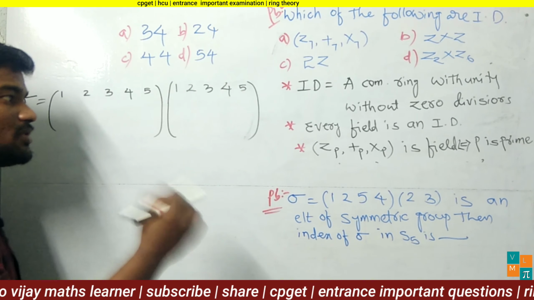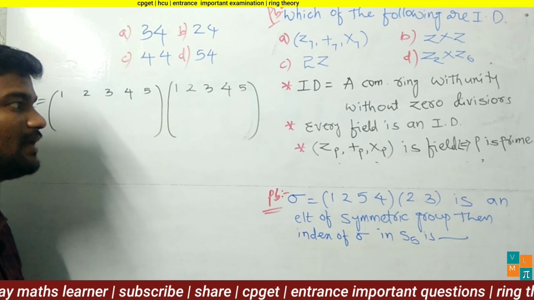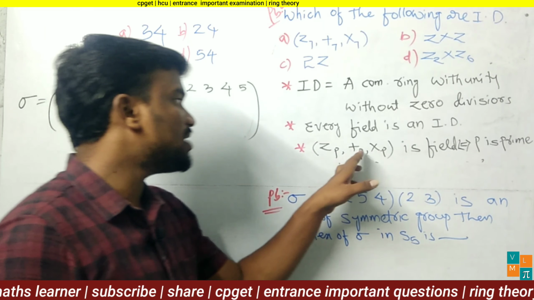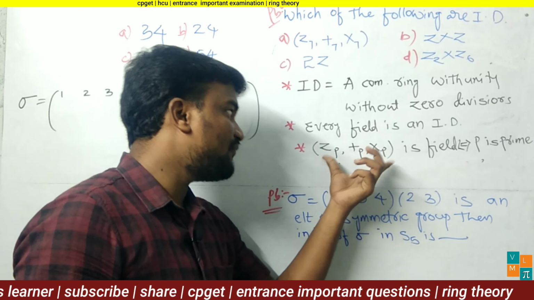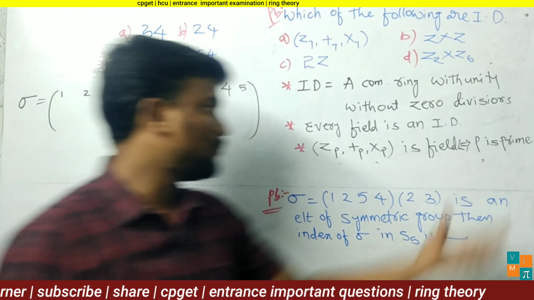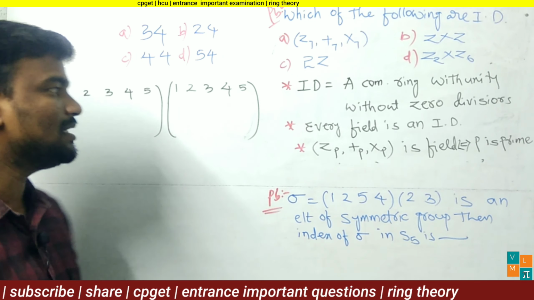Here we have one of the most important results, that is every field is an integral domain. And next, see this one. Zp, addition modulo p and multiplication modulo p, is a field. This is a field if and only if p is prime. If p is prime, Zp with addition modulo p and multiplication modulo p is a field.